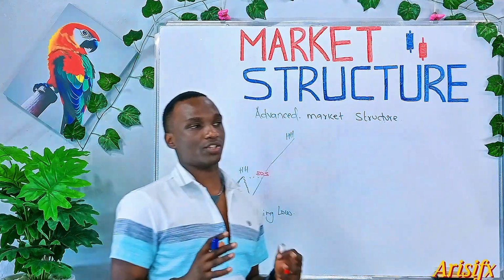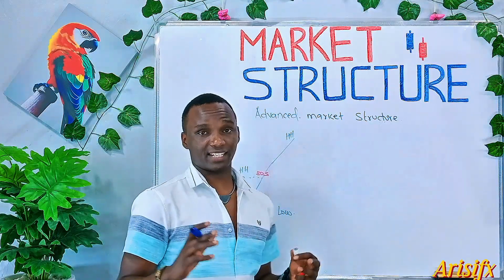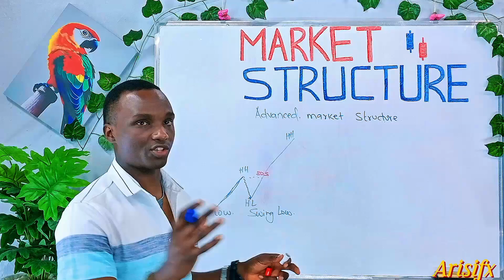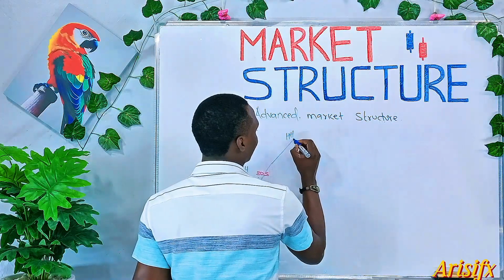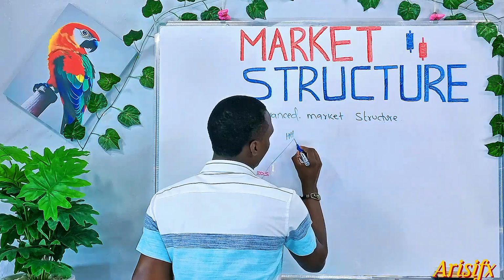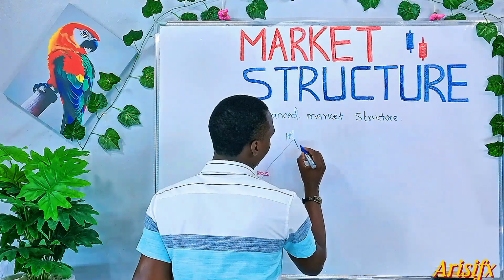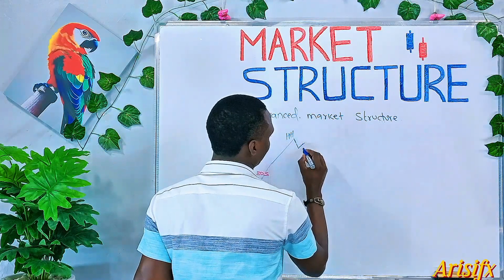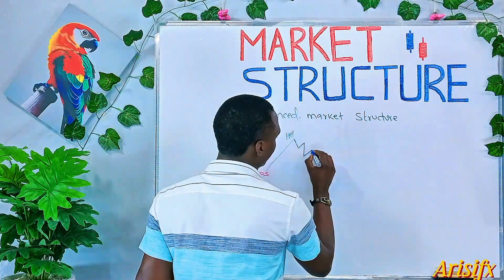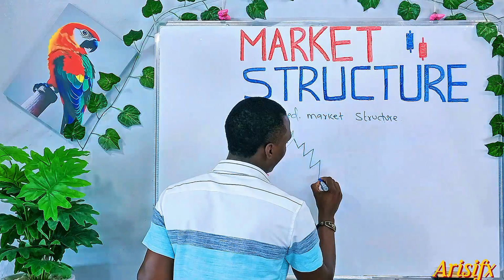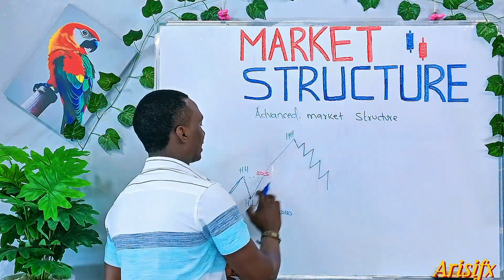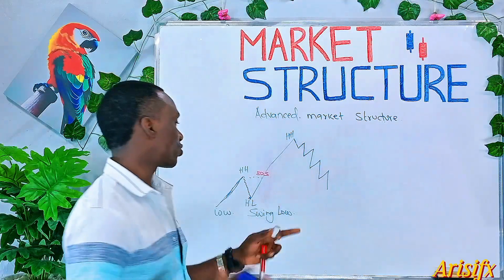On the formation of this higher high, this is where we are going to look at the advanced market structure. Basically, advanced market structure refers to the internal market structure of a basic market structure. You'll find in an instant that the market will start forming some higher lows and some higher highs, higher lows and higher highs. For some reason, the market does not come and break this swing low.